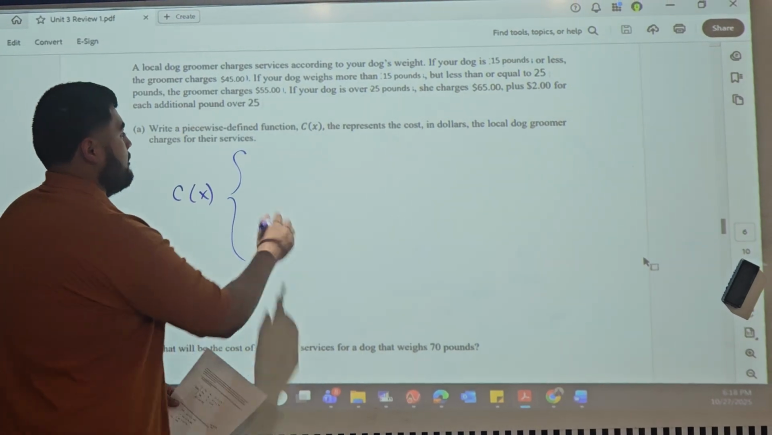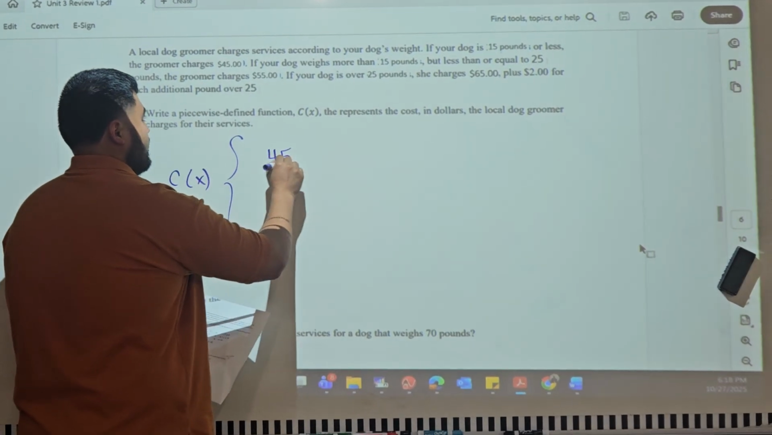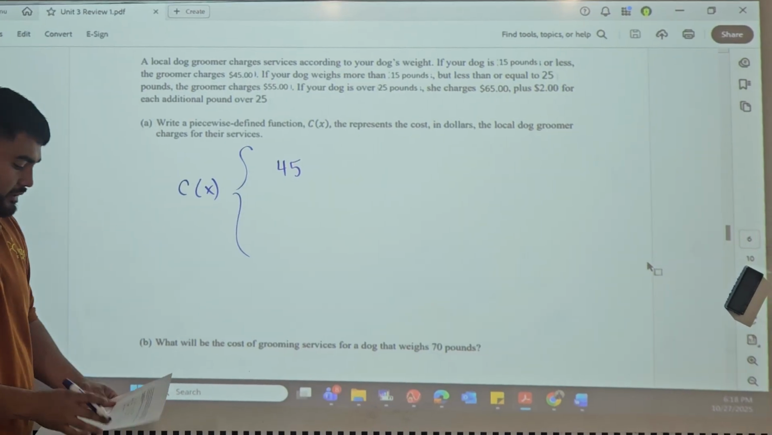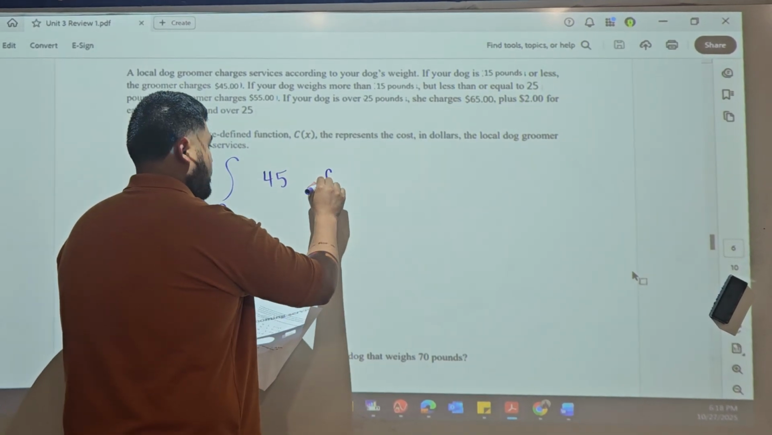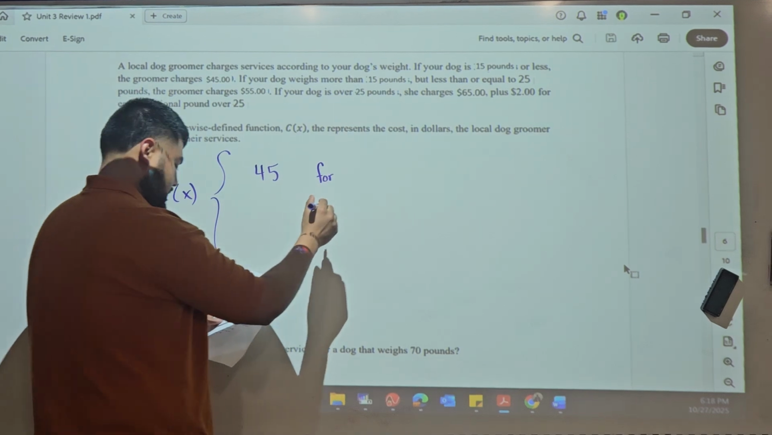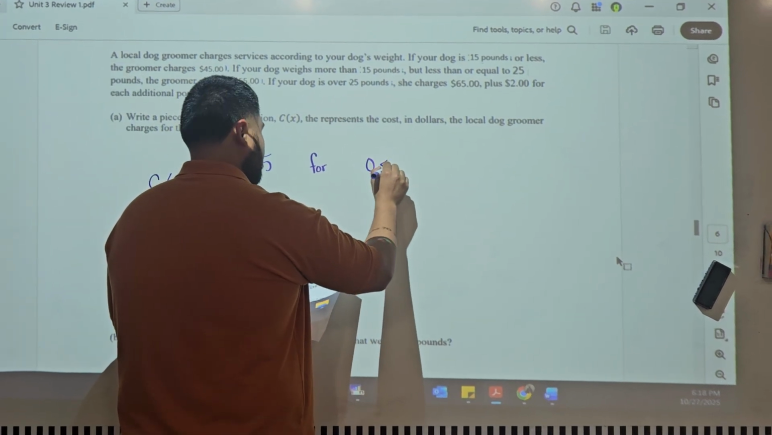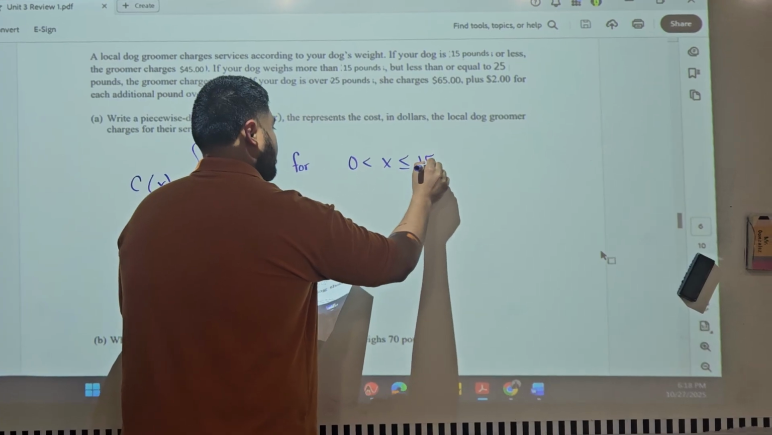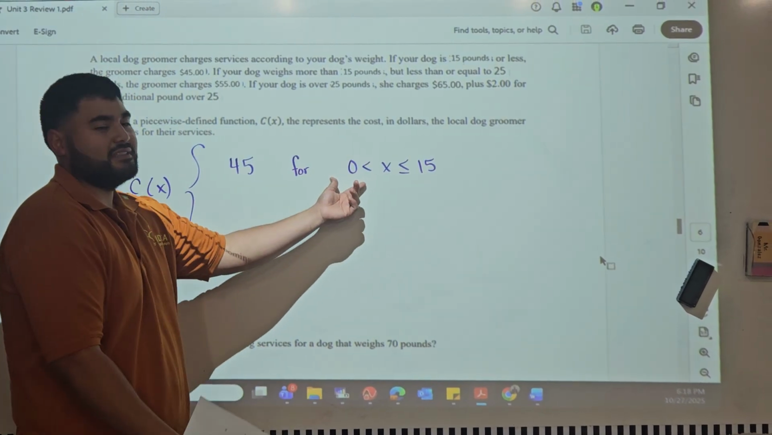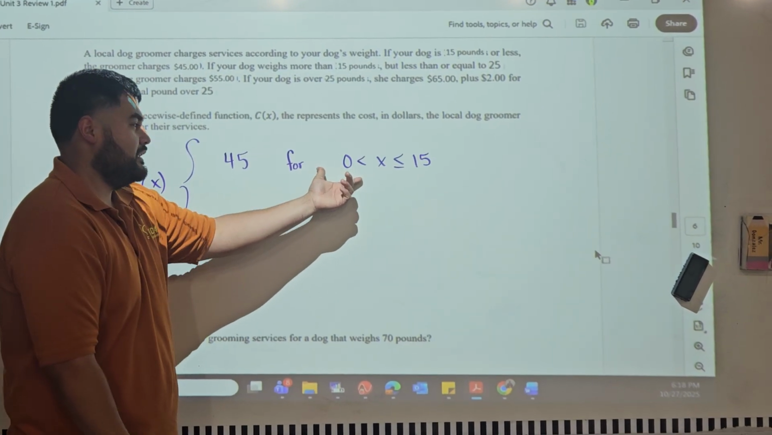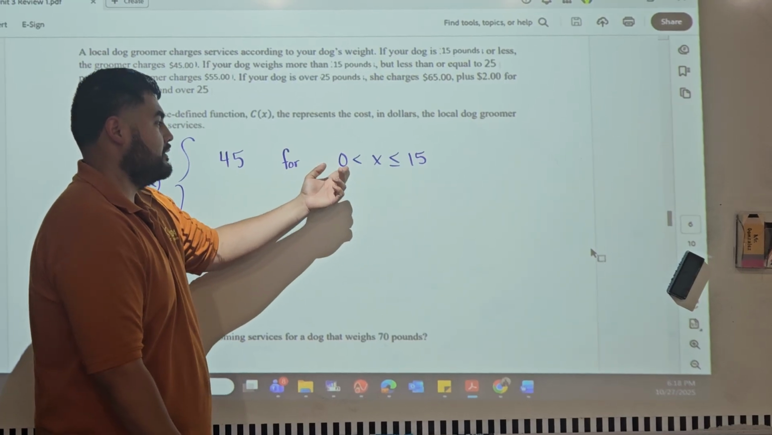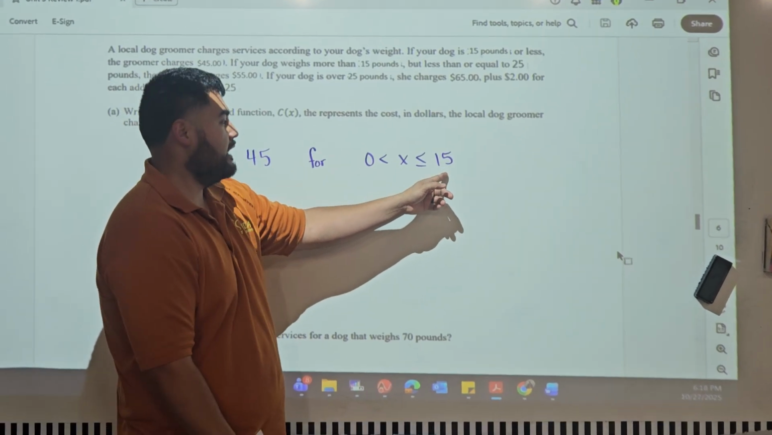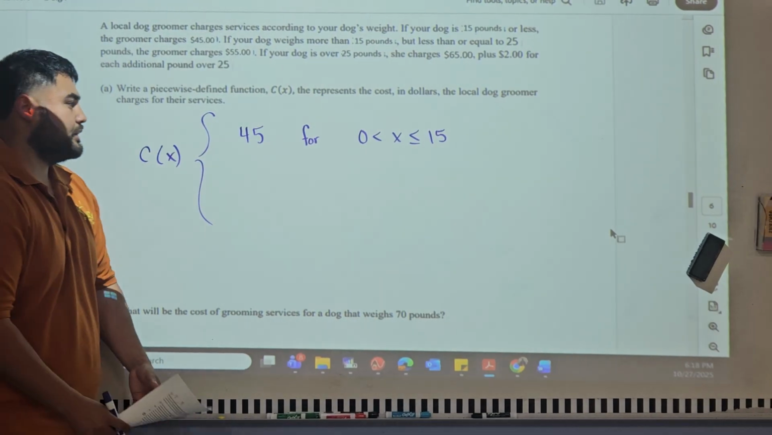$45, if your dog is 15 pounds or less. So how do I put that over here? Well, it's anything between 0 and 15. We don't include the 0. There's nothing that weighs 0 pounds. But anything above the 0, leading up to 15 pounds, they're going to charge us $45.